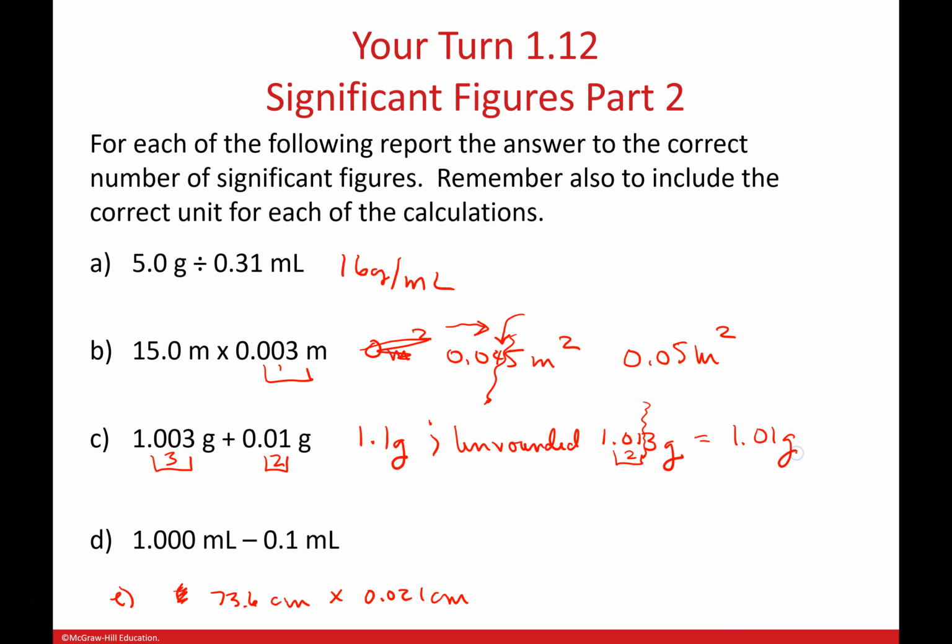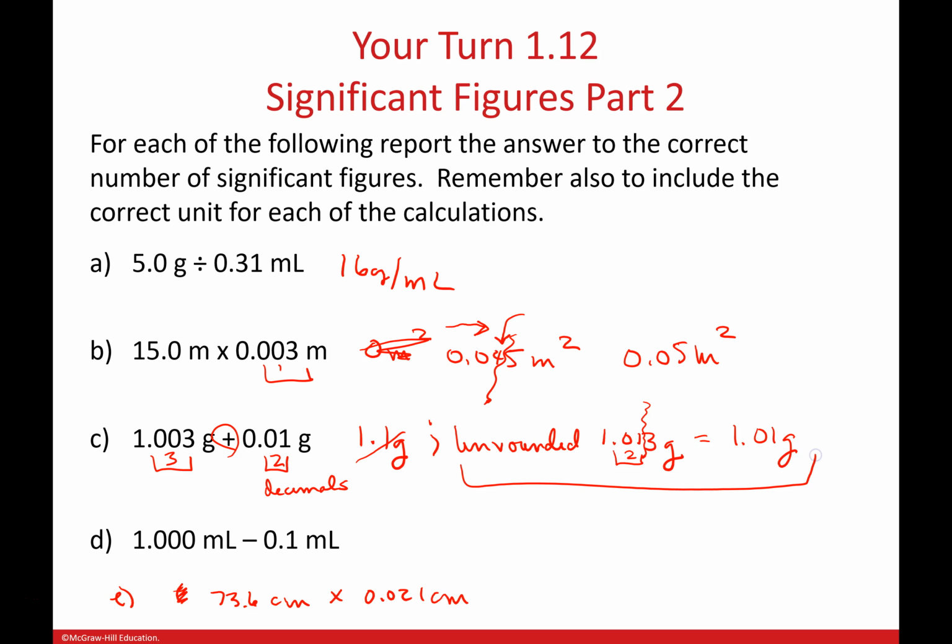I forgot. On that one, the 0.01 has 2 decimals. Yep, and since we're adding, we go with decimals. That threw me off too. Does that make sense now? Sort of.